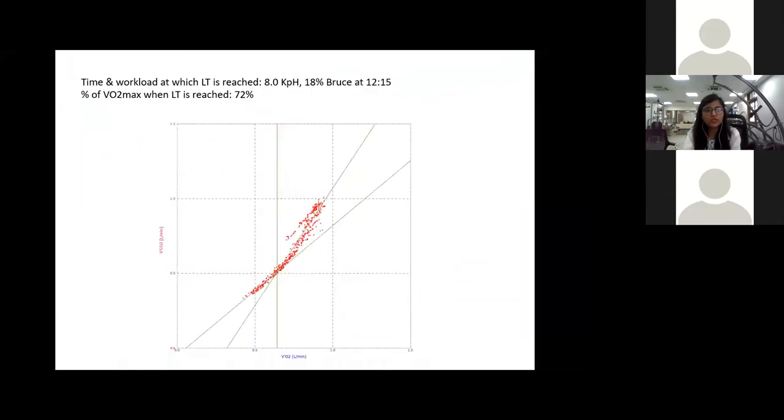So how do we see this lactate value or lactate threshold in a report? We see at what time or at what workload the lactate value was reached. Another thing that we could look at is at what percentage of VO2 max the lactate threshold was reached. This is the graph that we see on the machine. If you see this line, there was a linear increase in the lactate, and there was a point after which the slope of the graph increased. So that's the point where the lactate threshold was reached.